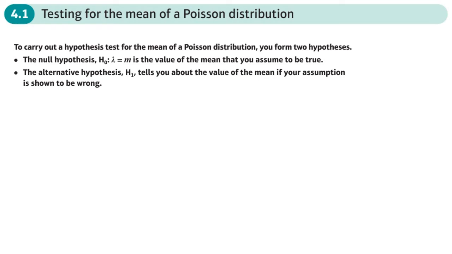This is the first section of the hypothesis testing chapter from Further Statistics 1, and here we're testing for the mean of a Poisson distribution. So first thing we're going to do is just go through some hypothesis testing basics, because the same rules apply for any type of hypothesis testing. If we understand the basic rules for hypothesis testing, then we should be able to do any hypothesis test.